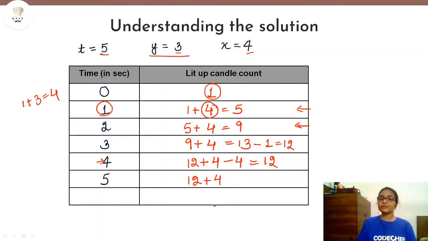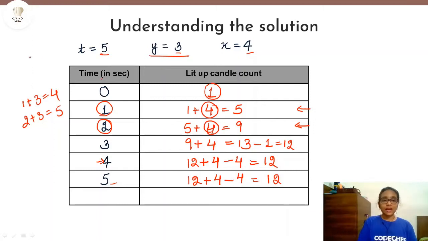And what is the number of candles that will be extinguished? We know that 2 plus 3 equals 5. It means that all those candles which we had lit up at the 2nd second will get extinguished at the 5th second. So at the 2nd second we again lit up 4 candles. So these 4 candles will get extinguished at the end of the 5th second. So again we have 12 candles left here which are lit up.